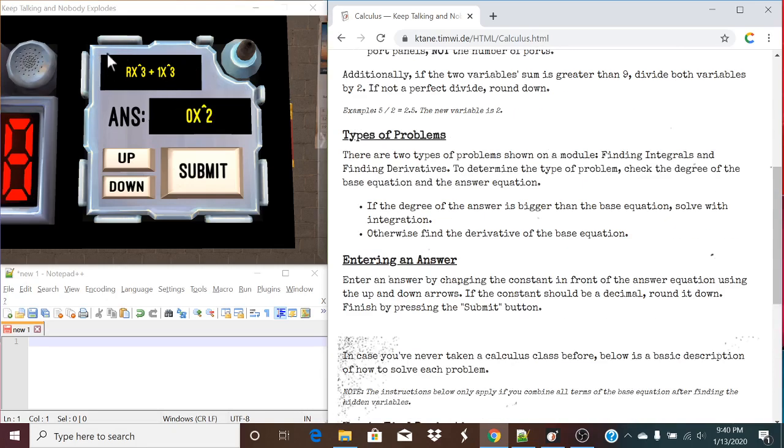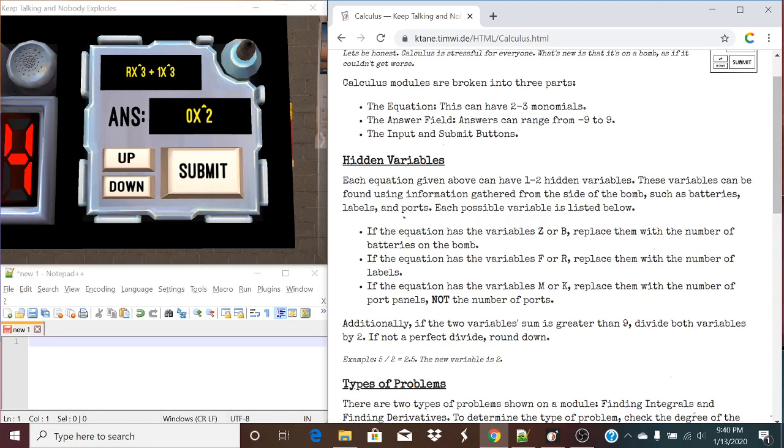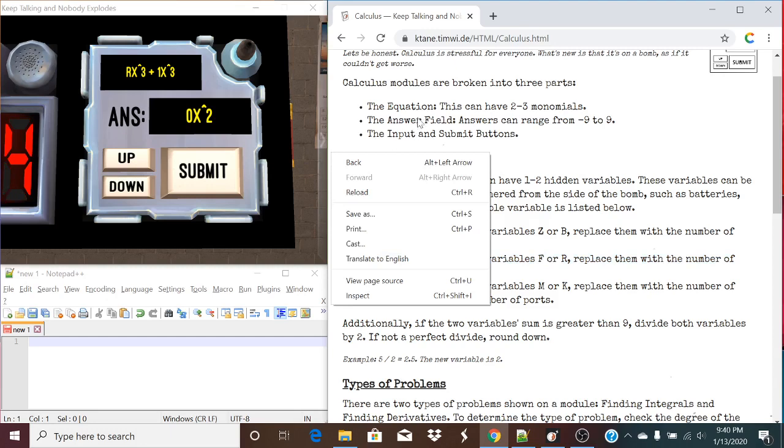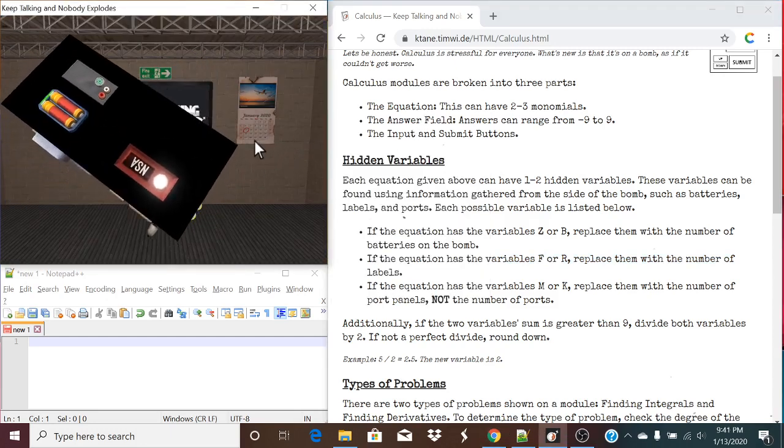So first off, let's only worry about this equation up here. What we're looking for is we need to solve this variable r of x in order to get one whole value. So what is r in this case? If the equation has variables f or r, replace them with the number of labels. And they word this a little weirdly. Labels is referring to indicators. So how many indicators do we have on the bottom? We have one.